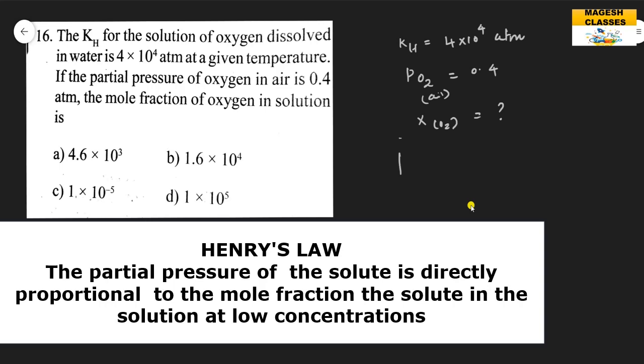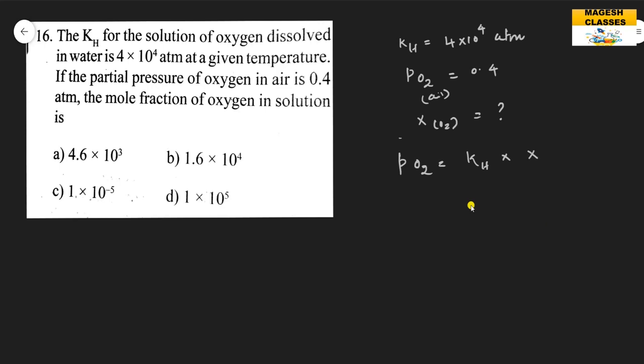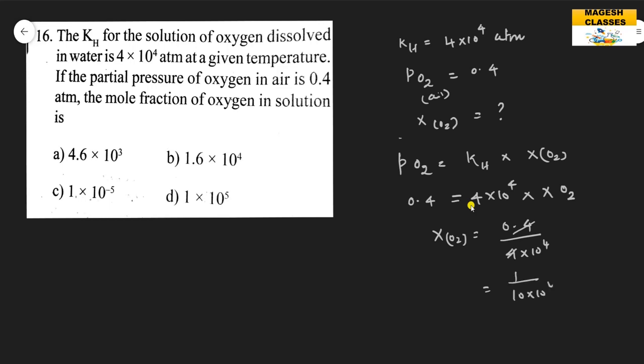The formula is partial pressure of oxygen is equal to Henry constant into mole fraction of the oxygen. The partial pressure of the oxygen is given, it is 0.4. The Henry constant is given, 4 into 10 to the power 4. The mole fraction of oxygen is equal to 0.4 divided by 4 into 10 to the power 4. This is equal to 1 by 10 into 10 to the power 4, or 10 to the power minus 5. Between options C and D, here it is 10 to the power plus 5 and minus 5. Answer is C.